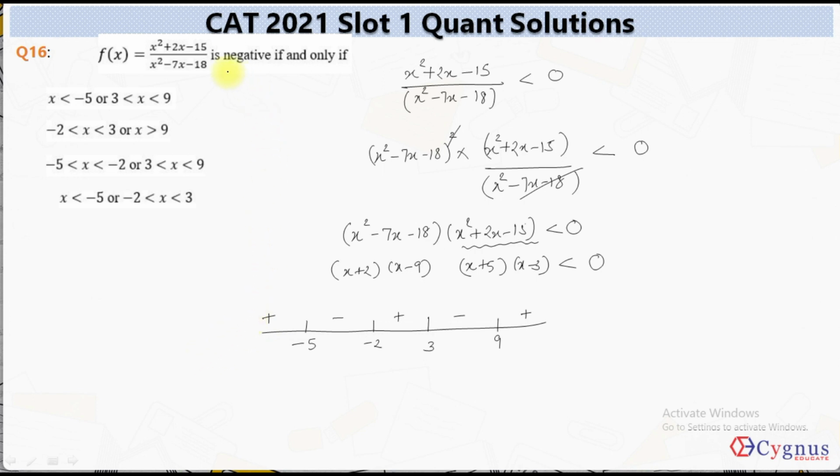And what do we want? It should be negative. So for me, this region is favorable and this region is favorable. Any value greater than minus 5 and less than minus 2, or any value greater than 3 and less than 9 is favorable for me. Which option will suit here? I believe option number 3. Again, this was a simple question, but you should know this concept, then only I can solve this question.